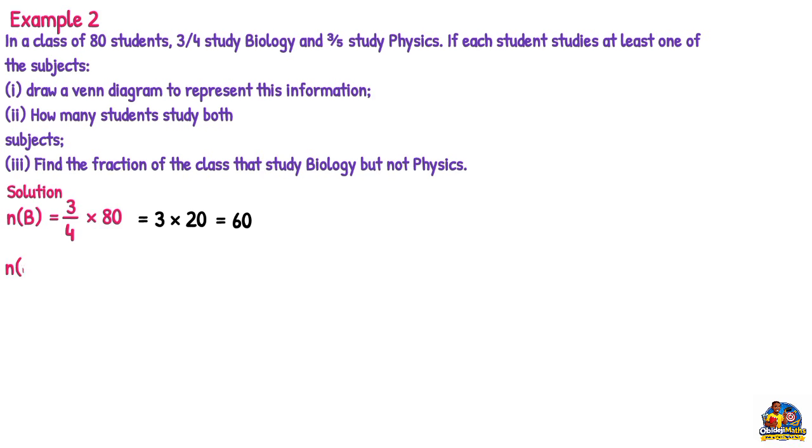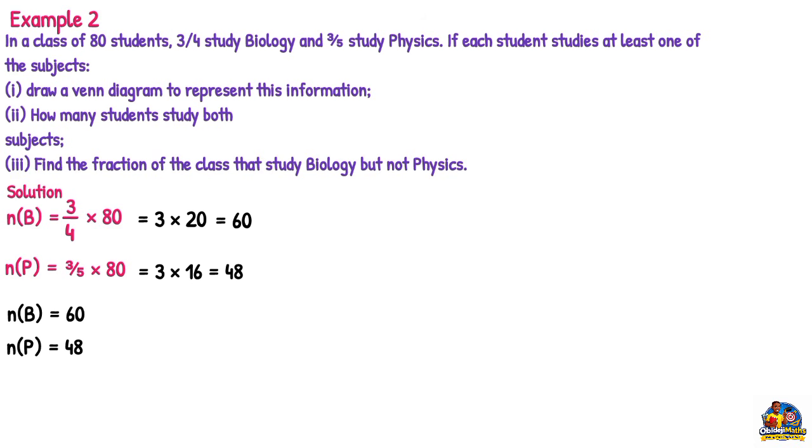Now, let's go to physics. 3/5 study physics. 3/5 of what? 80. That's 3/5 times 80, which is what? 3 times 16, and that is 48, because 5 in 80 is 16. So 3 times 16 is what? 48. So the number of those that study biology is 60, of physics is 48.